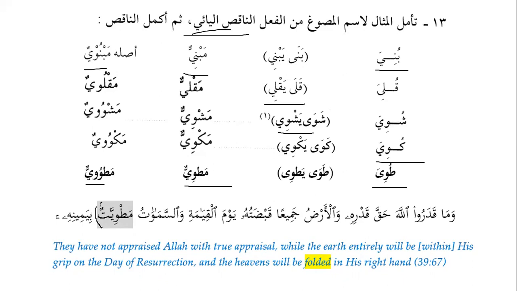So we also need to see here that whenever we have ismul fa'il or ismul maf'ul, let's not forget to make the feminine as well. For example, مَقْلِيٌ مَقْلِيَّةٌ, مَبْنِيٌ مَبْنِيَّةٌ, مَطْوِيٌ مَطْوِيَّةٌ. And the plural of مَطْوِيَّةٌ will be مَطْوِيَّاتٌ, folded, okay?